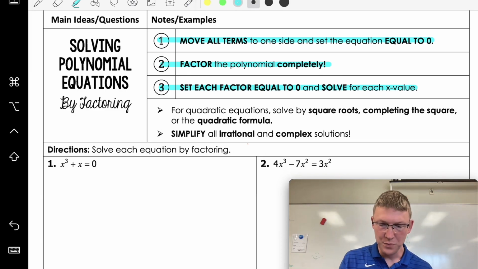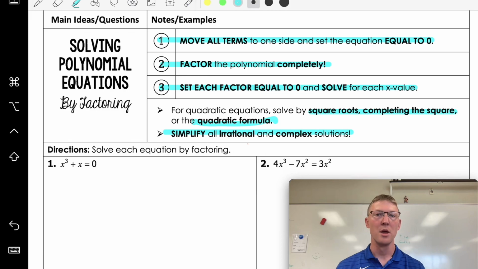But this time we know how to solve for a lot of different ways, a lot of different methods. We can solve using the square roots, the quadratic formula, and then we can simplify all irrational and complex solutions. So we're doing the same thing, but at a much higher level at this point. So let's try some examples out.